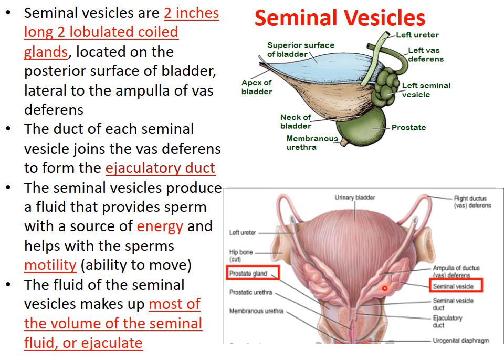So that nourishment is provided by the seminal vesicle in the form of fructose, glucose, and vitamin C. They are all provided by the seminal vesicle as a secretion. The fluid of the seminal vesicle makes up most of the volume of the seminal fluid or ejaculate. Now this seminal vesicle, as you can see, is a big gland, a two-inch-long gland.